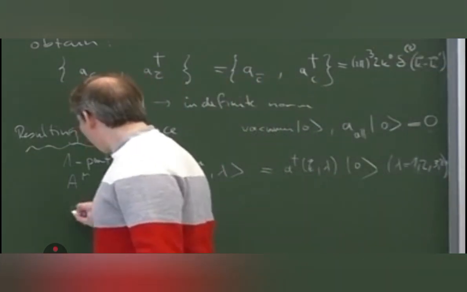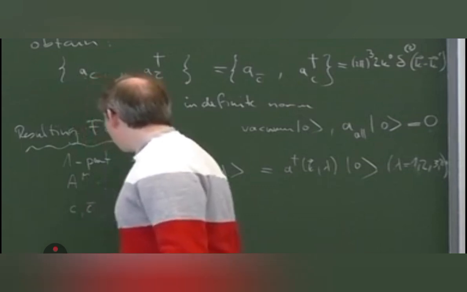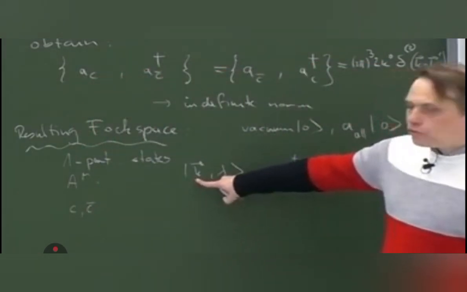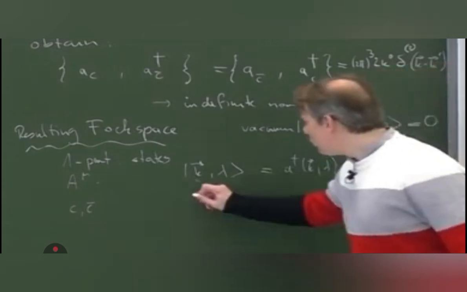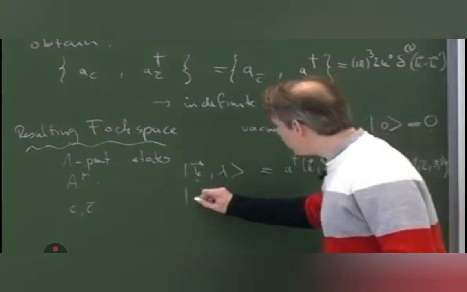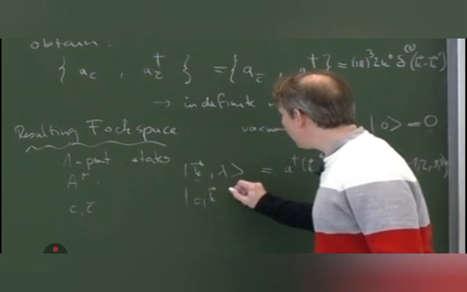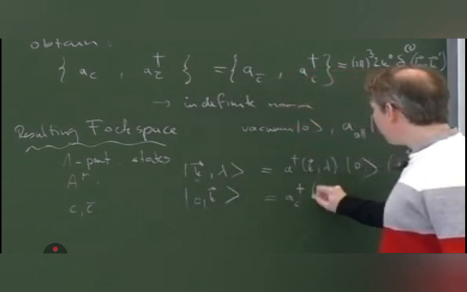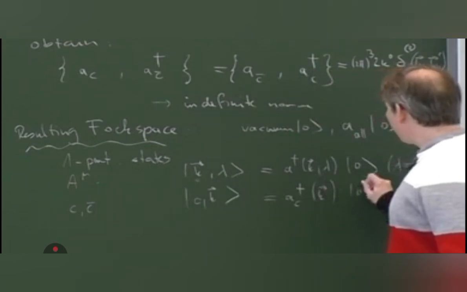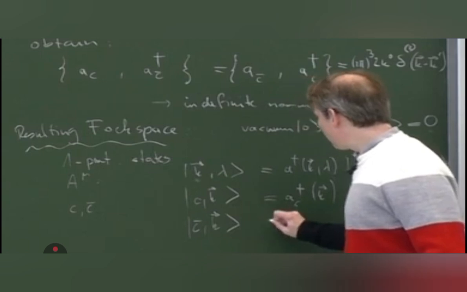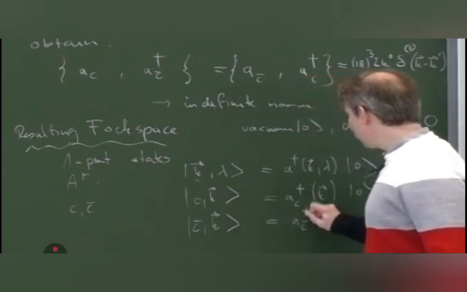Then for C and C bar, we get 2 more states. For each k again, there is one ghost state and one anti-ghost state. So let's denote them like this. C comma k is obviously given by acting with a C dagger of k onto the vacuum, and another state C bar comma k, which is obtained in the obvious way.